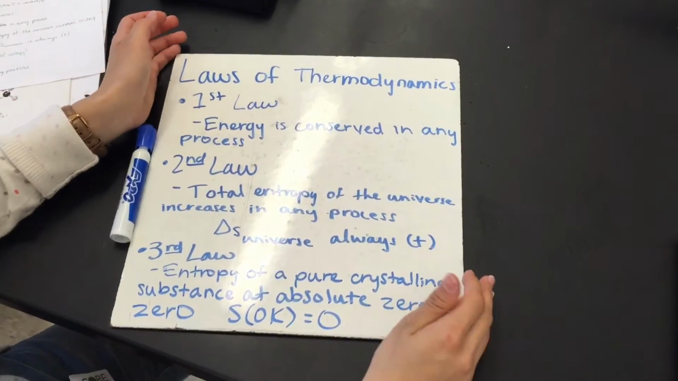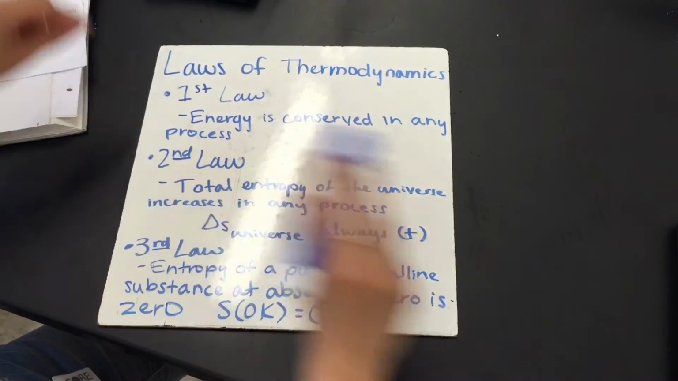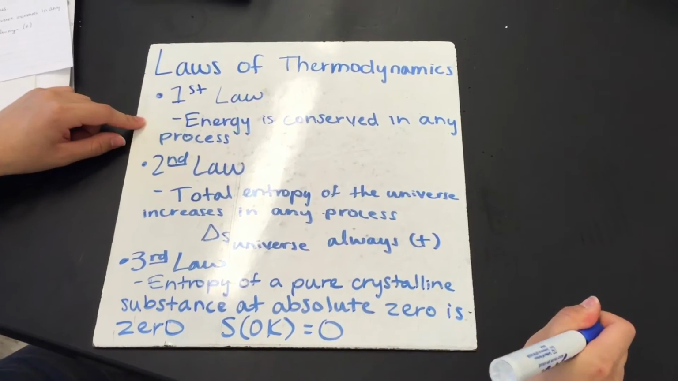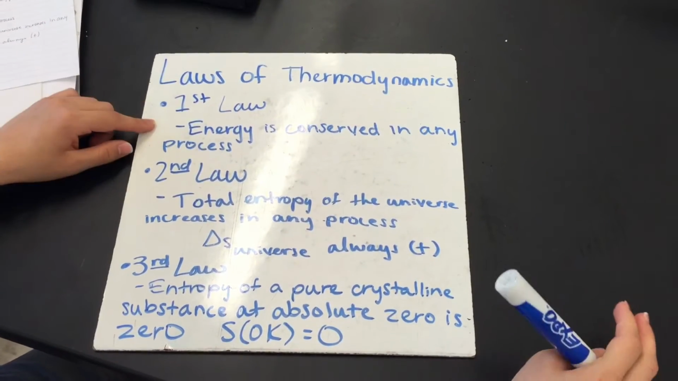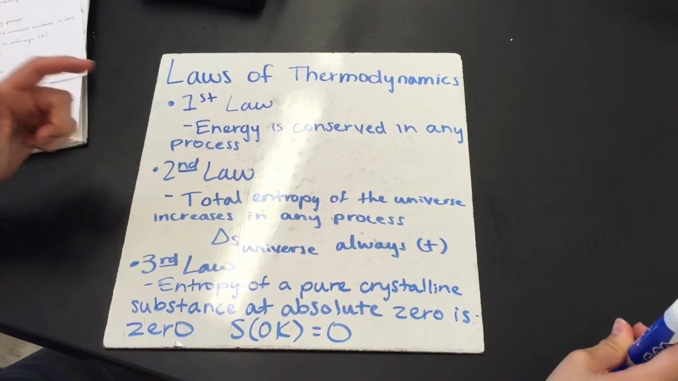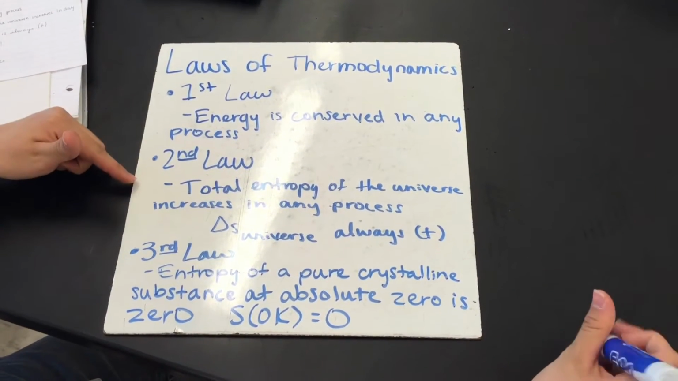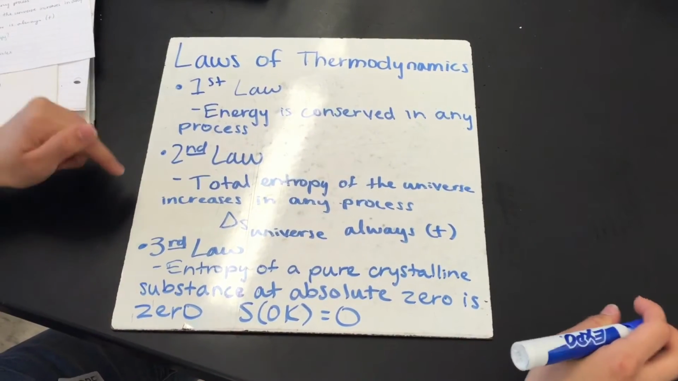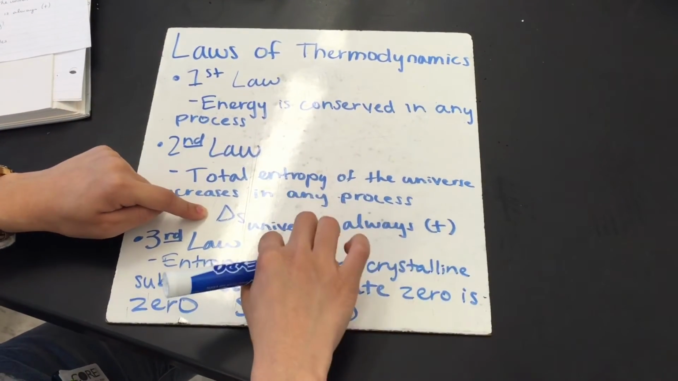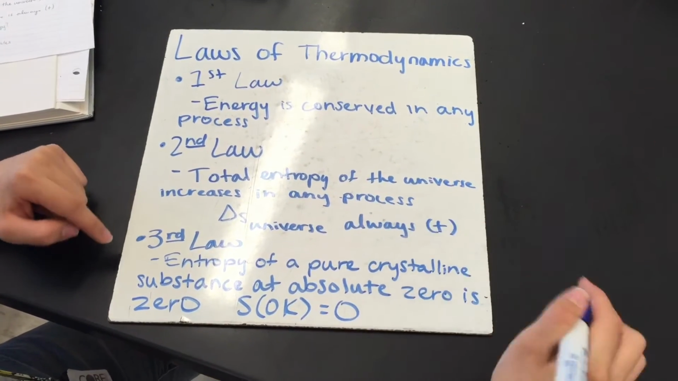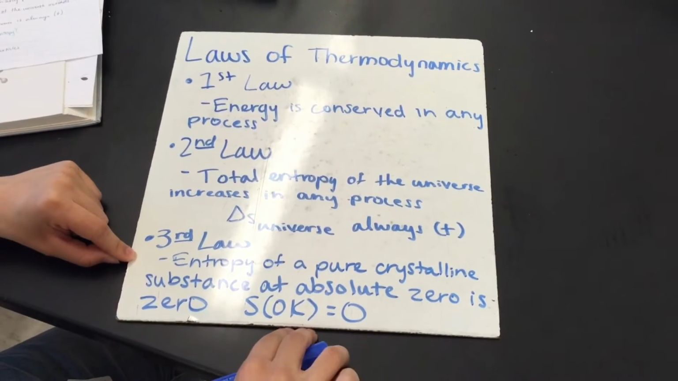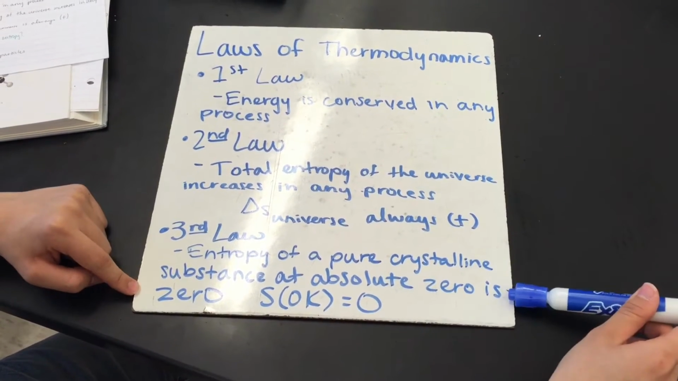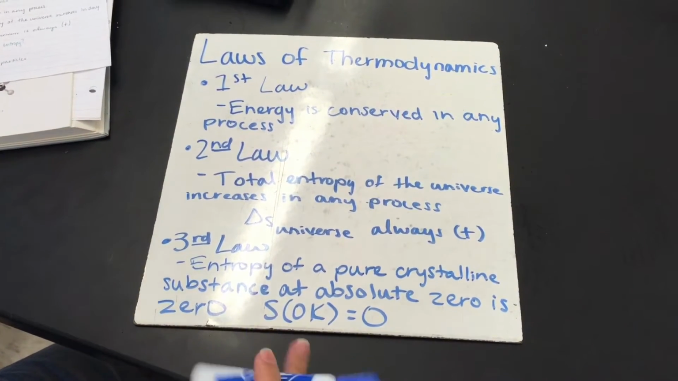When discussing entropy, it is important to have previous knowledge of the laws of thermodynamics. The first law of thermodynamics is what you may have already known. Energy is conserved in any process. The second law states that total entropy of the universe increases in any process. So delta S universe is always positive. The third law states that entropy of a pure crystalline substance at absolute zero is 0.